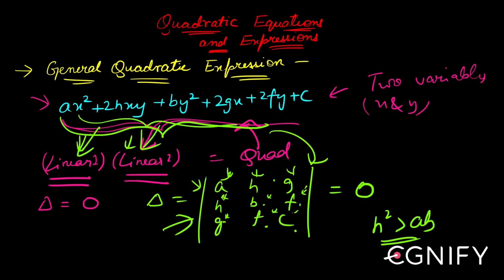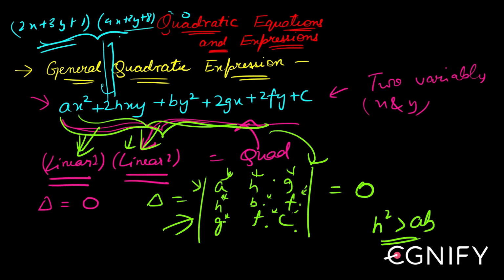So for example, if I have something like 2x plus 3y plus 1 into 4x plus 2y plus 8 is equal to 0, you can multiply them and it will take this form. Sometimes your job will be to convert from this form back into these two, right? And there are techniques for that. There are certain observational techniques which you will use for doing that. That's not really relevant for us right now. If at all you get something, it will not be very, very difficult.